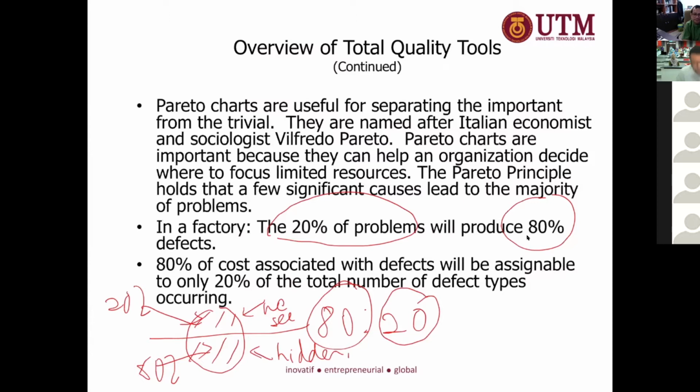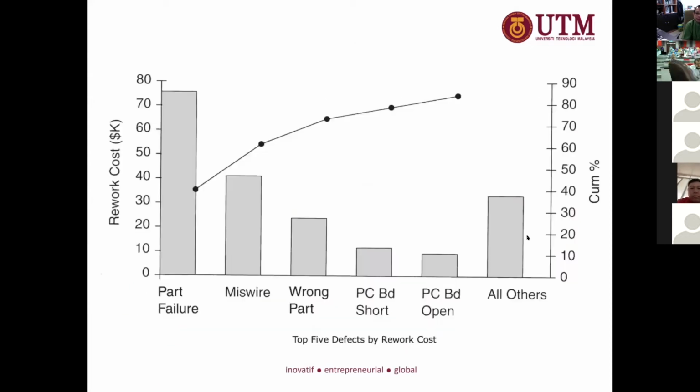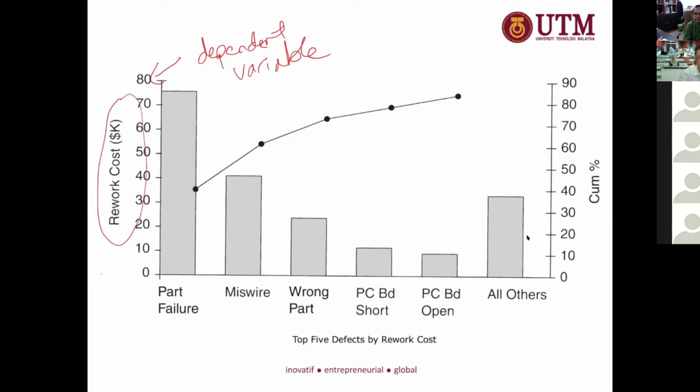So the moral of the story is that, according to Wilfredo Pareto, we cannot ignore a small defect, small problem or small symptom in the organization. This is what we call a Pareto chart. The y-axis, normally, we call it the dependent variable. And of course, the x-axis is the independent variable.